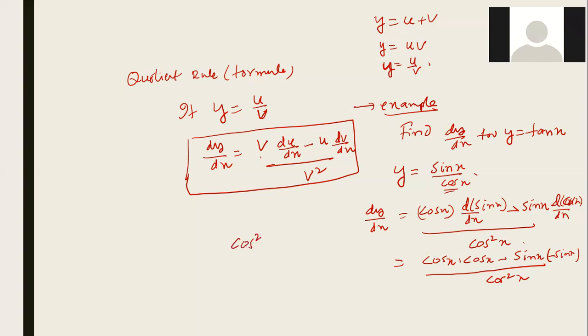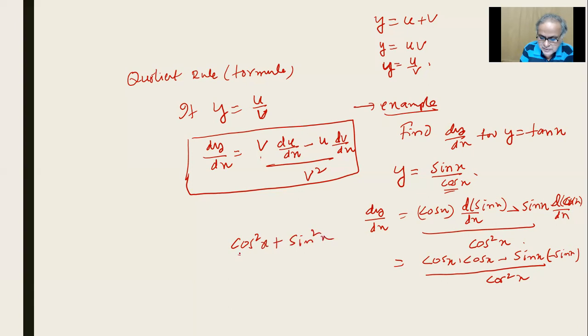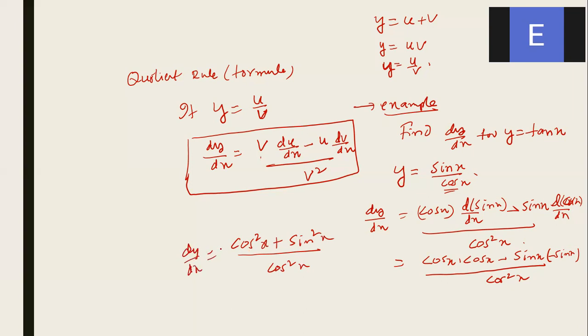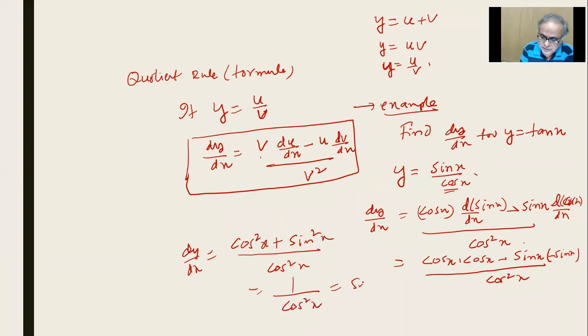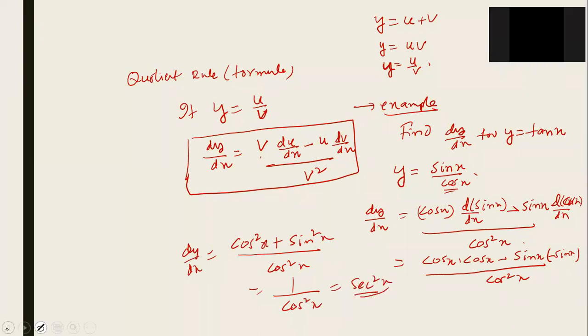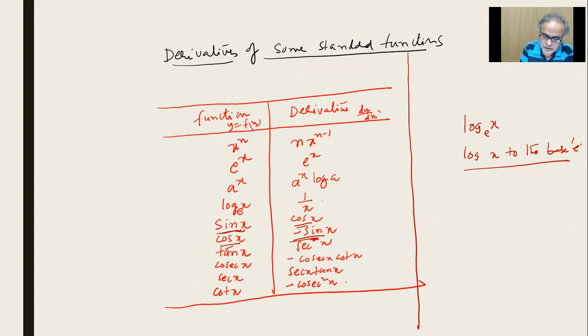So what do we get? Cos square x plus sin square x by cos square x. What is the numerator? 1, by cos square x. So what is this? Sec square x. Look back, that's given in the table. Tan x derivative is secant square x.